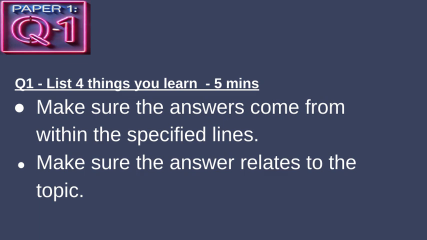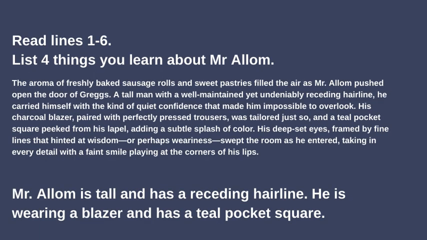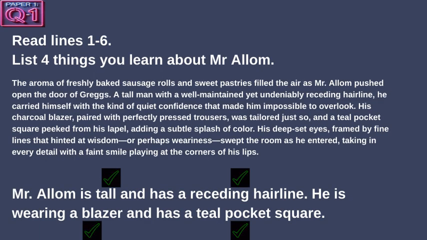So the two things I would say are, first, make sure the answers come from within the specified lines. For example, if it says lines 1 to 10 and your answer comes from line 12, then you get no marks. The other thing that tends to catch people out is when they write about things that don't relate to the question. So in a second, you'll see a short little text about myself. And if you write about, for example, the weather, you wouldn't get any marks for that.